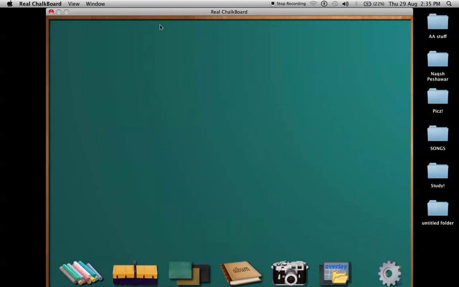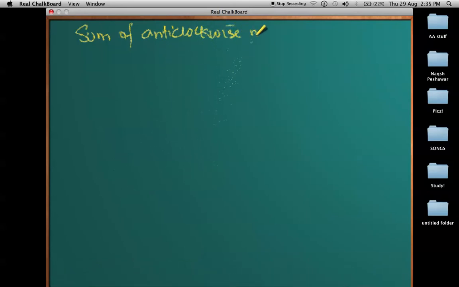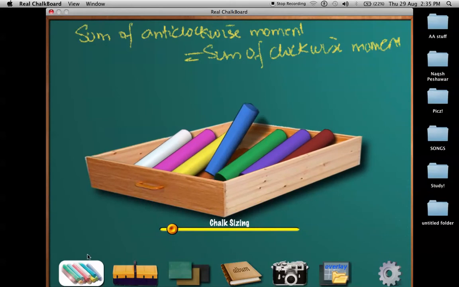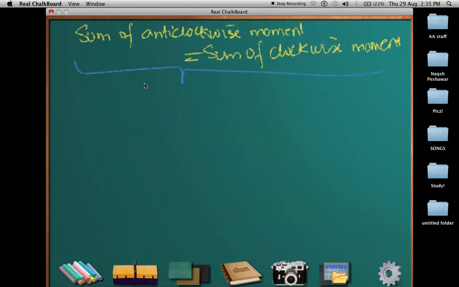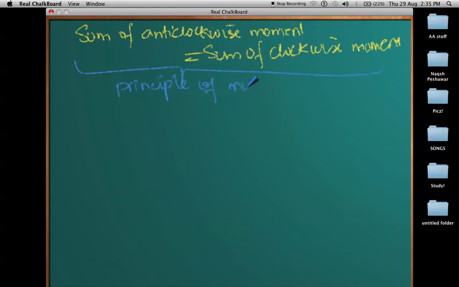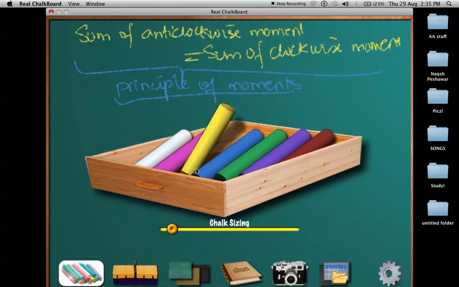First of all, remember, the sum of anti-clockwise moment should be equal to the sum of clockwise moment. This is called the principle of moments. This entire thing is known as the principle of moments. And this is a defining principle of equilibrium or balance situation. Now let's see.